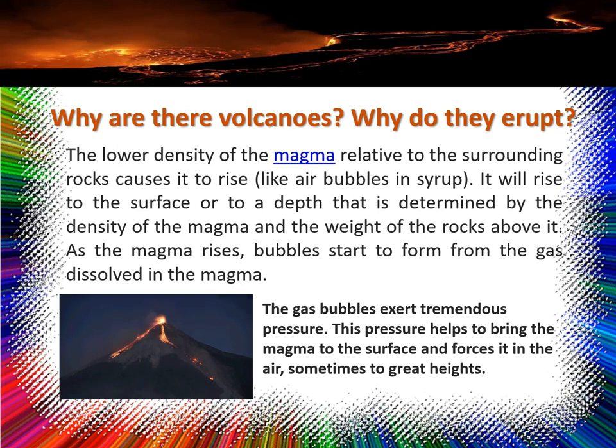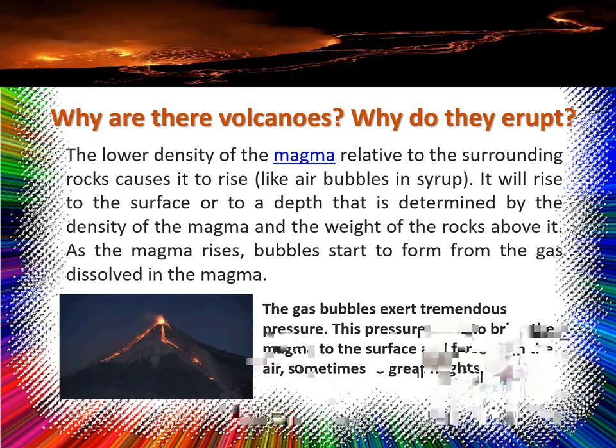It will rise to the surface or to a depth that is determined by the density of the magma and the weight of the rocks above it. As the magma rises, bubbles start to form from the gas dissolved in the magma. The gas bubbles exert tremendous pressure. This pressure helps to bring the magma to the surface and forces it in the air, sometimes to great heights.